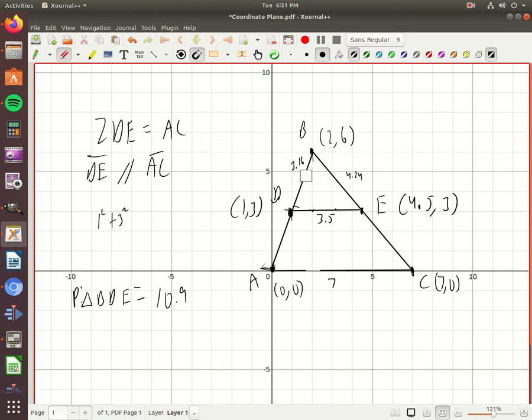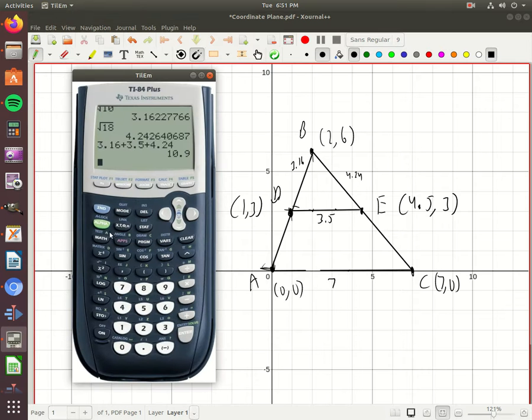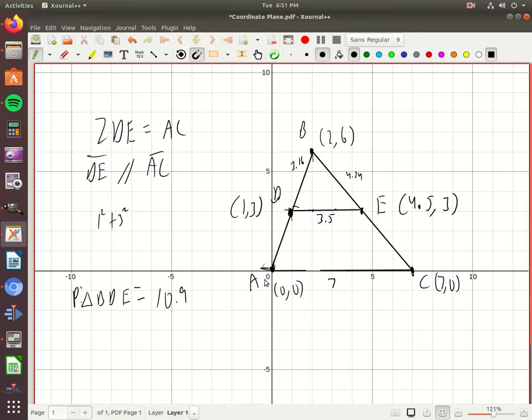So what is the length of AB? Well, the length of AB is going to be 1, 2, 3, 4, 5, 6, and 2, right? So 6 squared plus 2 squared is 36 plus 4, the square root of 40. So the square root of 40 equals 6.32. So 6.32 for the big one.